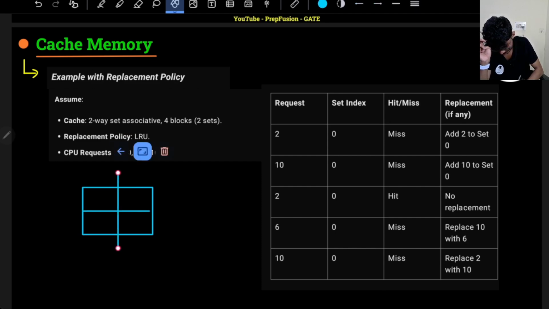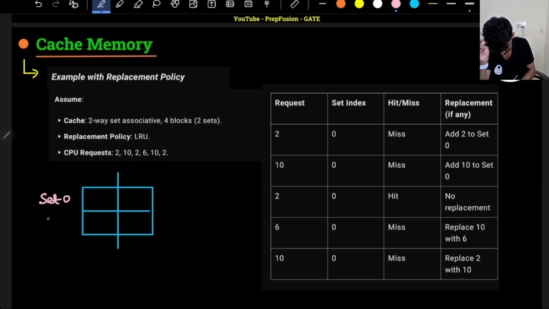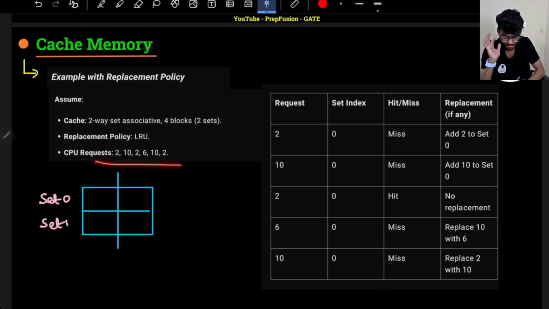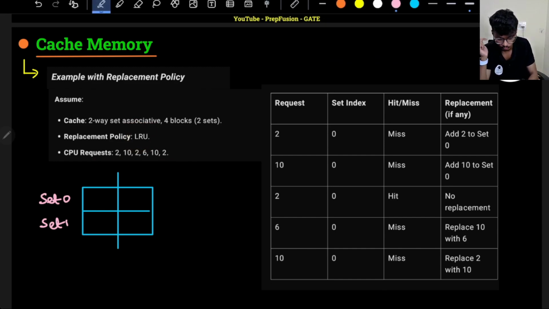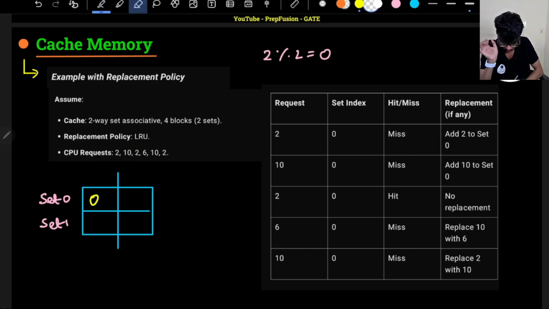Okay, so it is set 0, set 1, and each set can have 2 blocks. So let's say these are the calls and it is using the LRU replacement policy. 2 I call, so initially there is nothing in the cache memory. If I am calling 2, where will 2 be placed? 2 mod 2 is 0. So it will be placed in set 0, right? So here I will have, in set 0, cache memory block number 2.